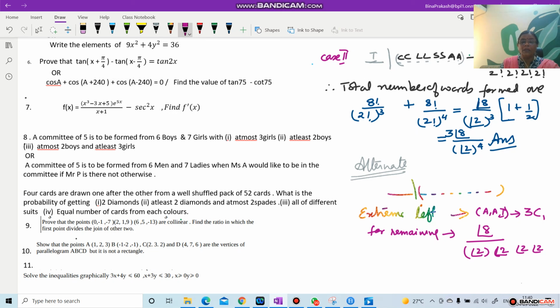So what is the total number of words formed? Total words formed will be 3 multiplied by 8 factorial on 2 factorial whole to the index 4. Are they not the same? So this way or that way, both answers will be the same.